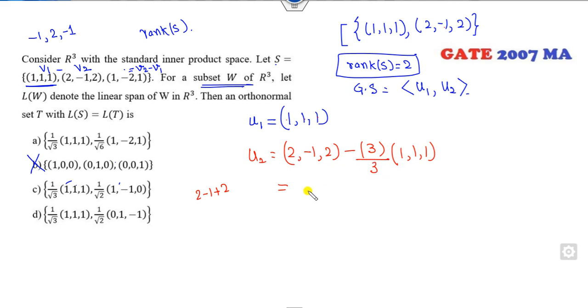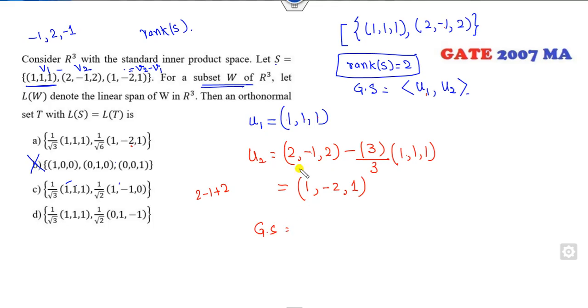It's 1, 2, minus 1, 1, minus 2, 1. So look at the option which consists of 1, minus 2, and 1. So what is that? 1, minus 2, 1. Fine. And you can see the length is not 1. So what is the final answer of this?